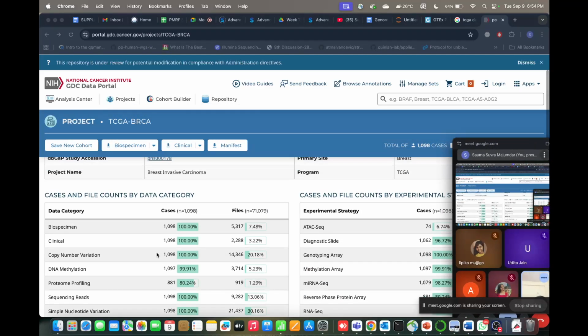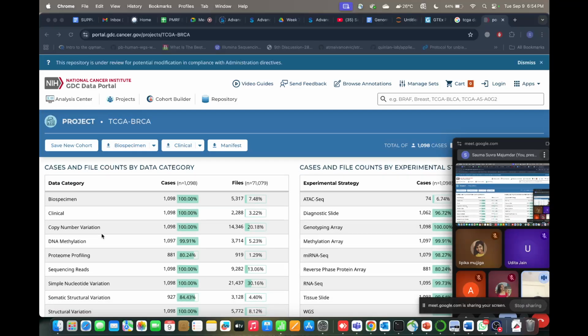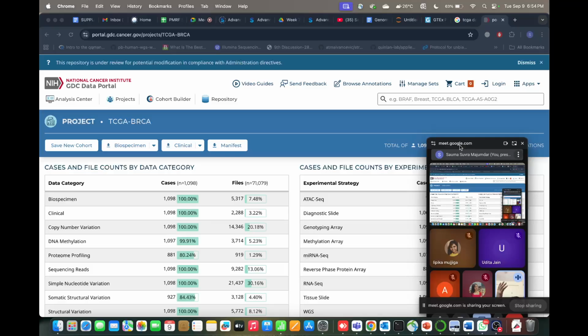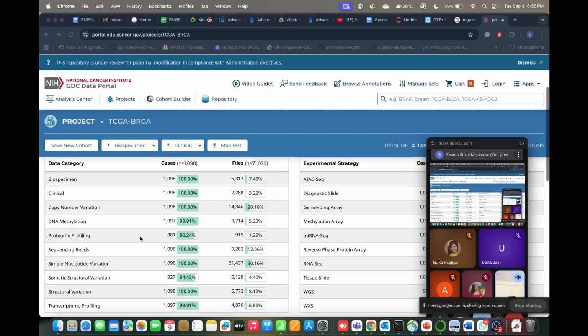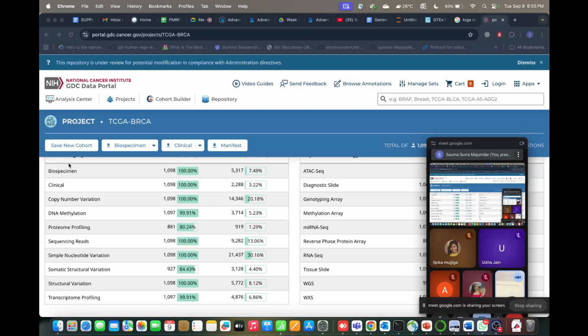And here, these are the different experimental setups, and these are the different types of data that they have. They have copy number variation, CNV data, which is very important in terms of cancer, because CNVs are basically copy number variants. So basically, a stretch of the genome is present in multiple copies or deleted completely. So if it is present in multiple copies, it is a duplication event. If it is deleted completely, it's a deletion event. So in case of duplication, the copy number is higher. In case of deletion, the copy number is lower.